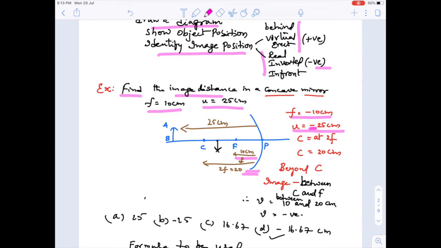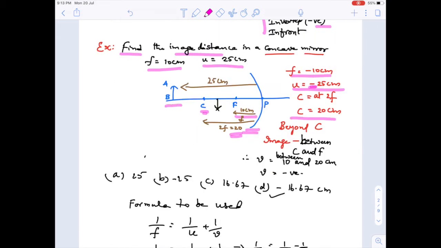So, u is minus 25 centimeters and this is the center of curvature C, which will be at 2f distance. Therefore, when f is equal to 10 centimeters, then the center will be at 20 centimeters. Now, when the object is beyond C, as I am showing you in this example, the image will be between C and F, which means between 10 and 20 centimeters. F is 10 centimeters, C is 20 centimeters. So, between 10 and 20 centimeters.